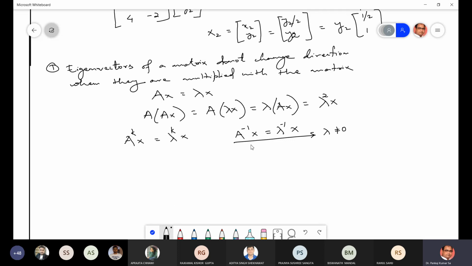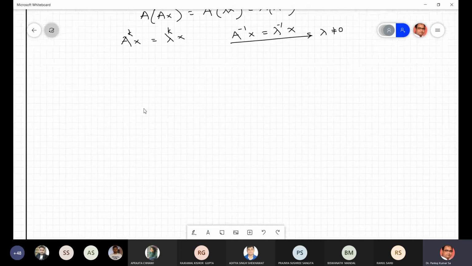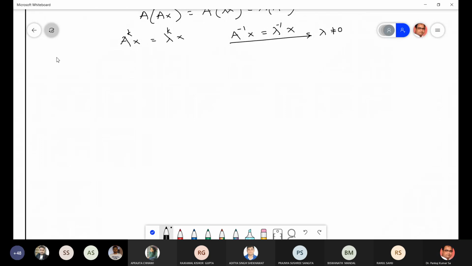So these eigenvectors are actually very special. They are dependent on A, the matrix A. They're dependent on the matrix. And most of the matrices, most of the n cross n matrices have n independent eigenvectors. And of course, there will be n different eigenvalues. So let me write it, this one.